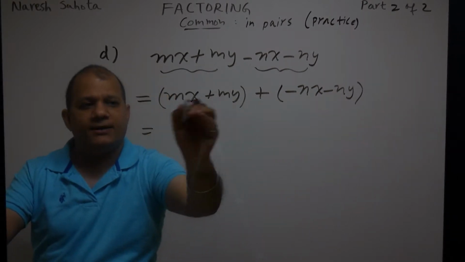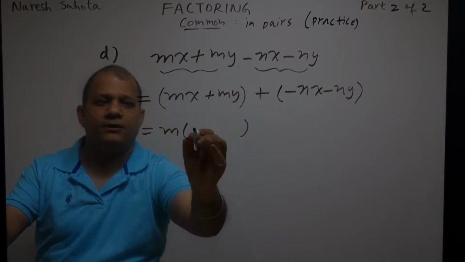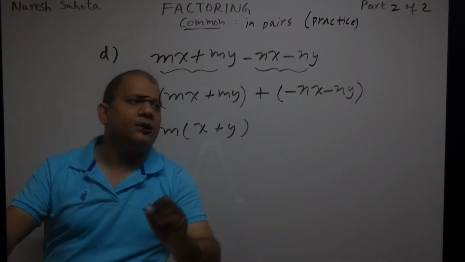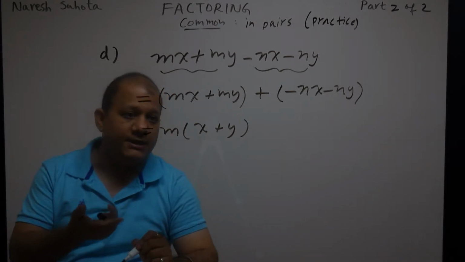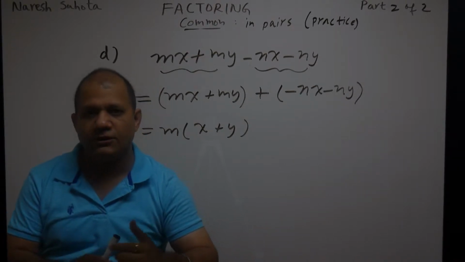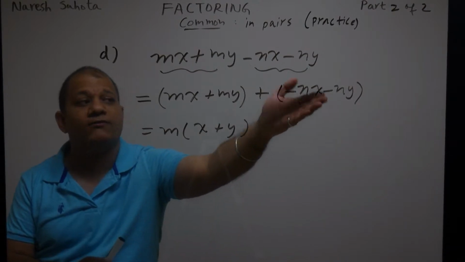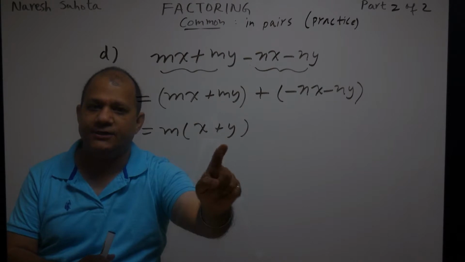So what's the common factor here? The letter m. And what are you left with? You're left with x plus y. And from here, what's common is n. N is common, but at the same time, negative n is also common. So it's my choice here whether I want to pull out a factor of n as a common factor or a factor of negative n. It all depends on what I'm trying to get to.